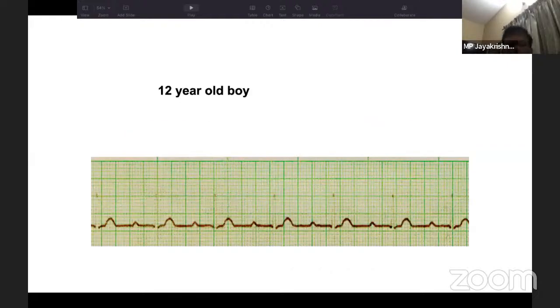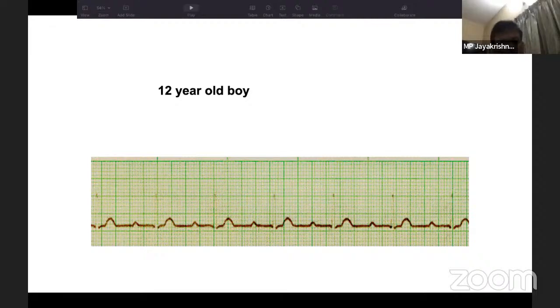This one, an asymptomatic boy, 12-year-old. What do you see there? Again, the same principles apply here. See if the P wave is there preceding each QRS complex. See if the P waves are of the same morphology. See if the P wave axis, if lead 1 and aVF are there, you can look at that. What you see here is a prolonged PR interval. That's all. This is the first degree AV block.